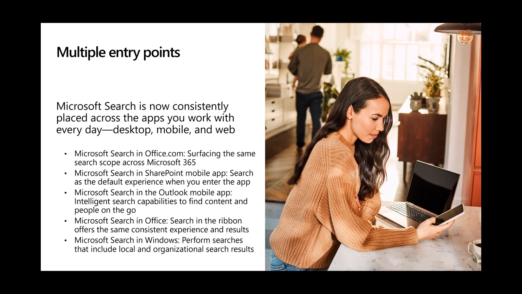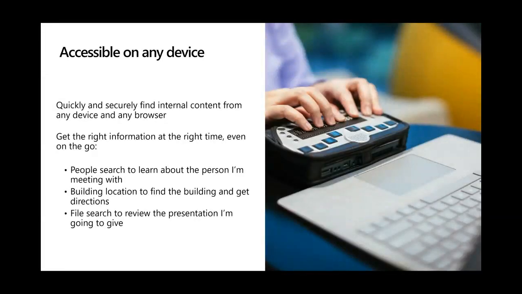In the mobile app, it's the default experience when you enter the app. It's also in the Outlook mobile app, so intelligent search capabilities help you find content and people on the go. And it's also available in Office. So if you're in the Office application, you can search in the ribbon and you get the same consistent experience and results. And you also have that experience in Windows. So that includes both local as well as organizational results, because people do have files and content on their desktop.